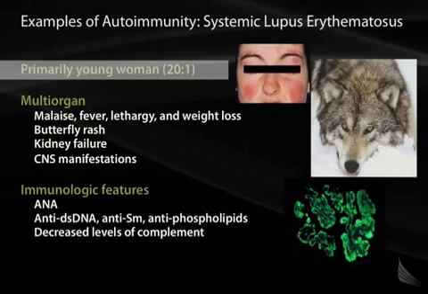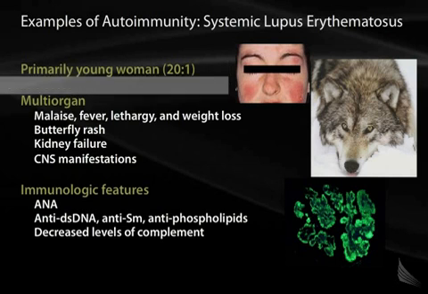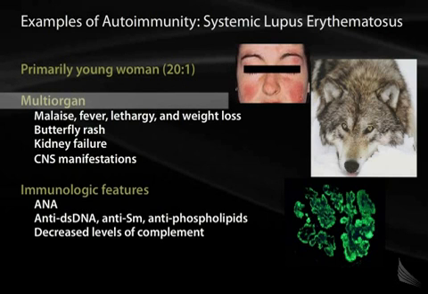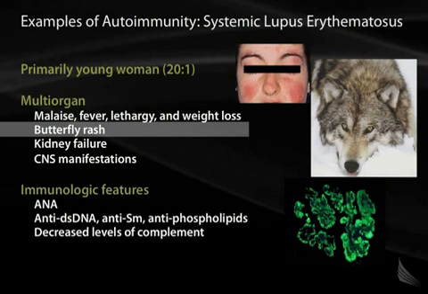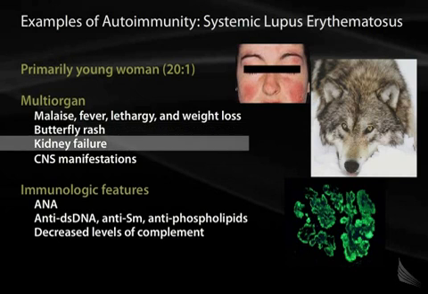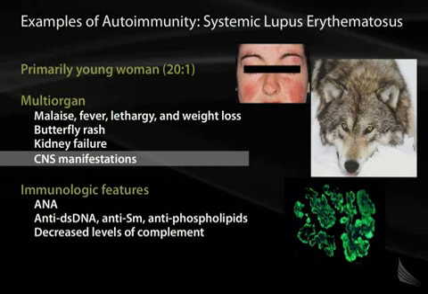Systemic lupus erythematosus, this is primarily a disease of young women. In fact, the female to male ratio is 20:1, so really, really favored towards women. Multi-organ involvement, this is a systemic disease. They get constitutional symptoms like malaise, fever, lethargy, and weight loss. They get the characteristic butterfly rash like you see in the picture. You might also see this called a malar rash on the boards, or if you see something that says a rash spares the nasolabial folds, that's another way in which this rash is described. These patients get kidney failure. They can have CNS manifestations. They also have arthritis and arteritis. Lots of different involvement in lots of different tissues.